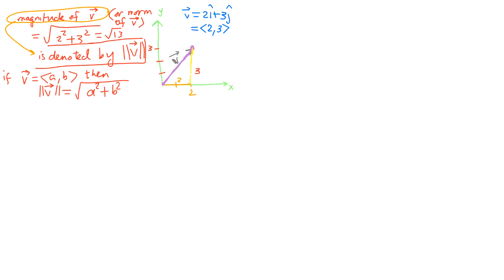Now, what about the vectors in the space? If we have 3 components, the same will happen. We squared A, we squared B, we squared C, and we take the radical, the square root for the whole answer. So if V is a vector in the space with 3 components, A, B, and C, then the norm of V is this.